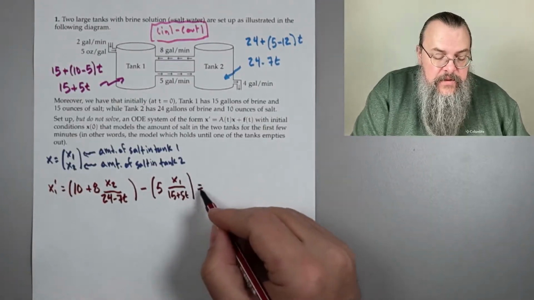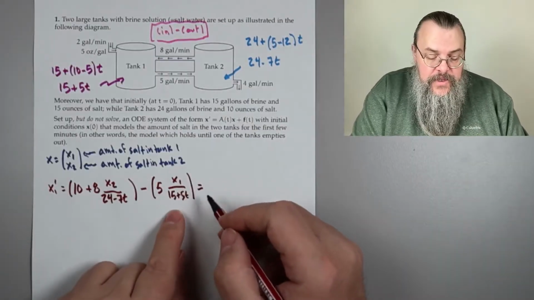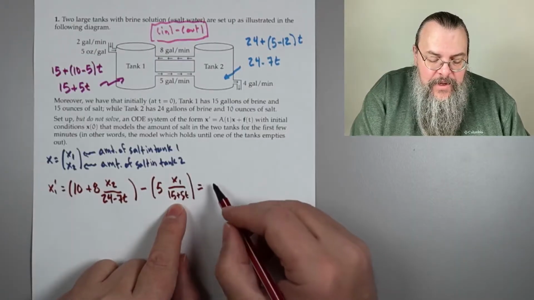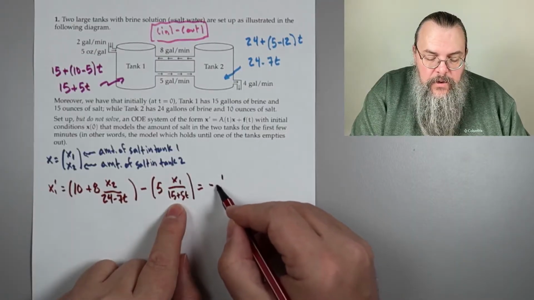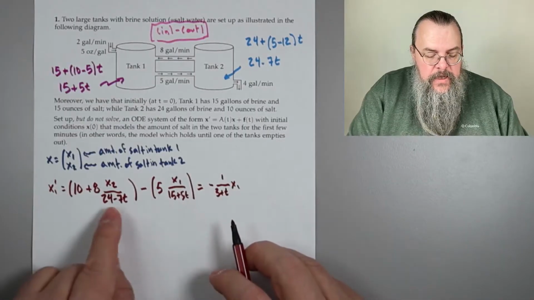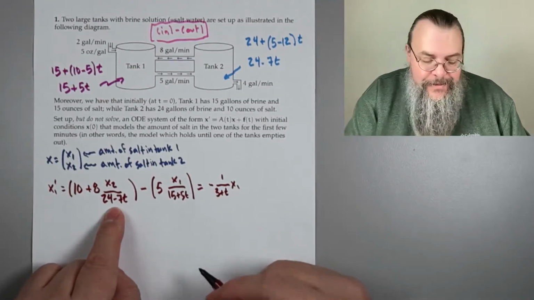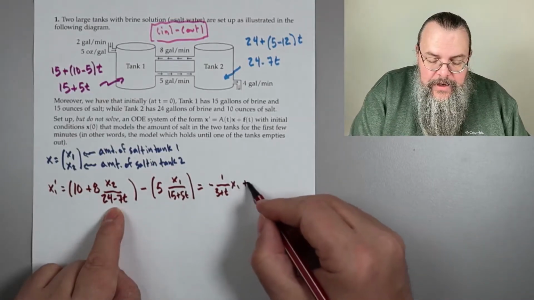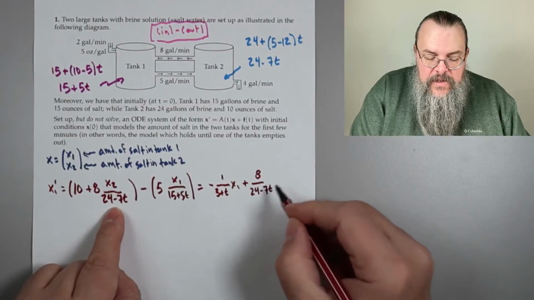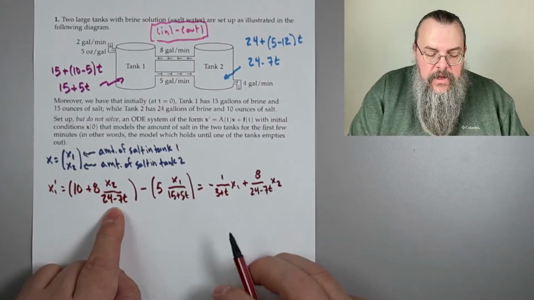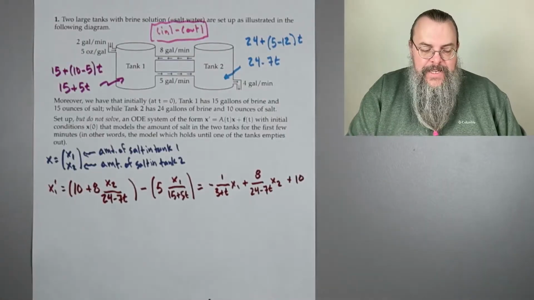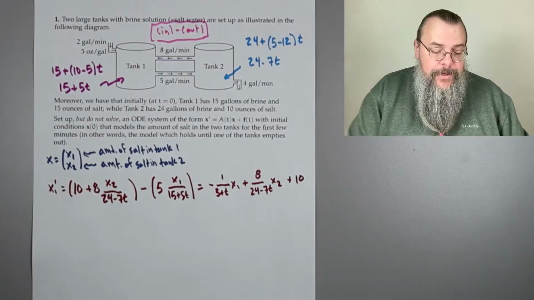Now we can rewrite this as, we'll put the x1 first, and we can say, okay, 5, that's 15 plus 5t, everything has a 5 in it. So the thing that says minus 1 over 3 plus t x1. Now here, unfortunately the 7, nothing really simplifies, so we'll write it as plus 8 over 24 minus 7t x2, and don't forget plus 10. All right, so there's our change for x1.